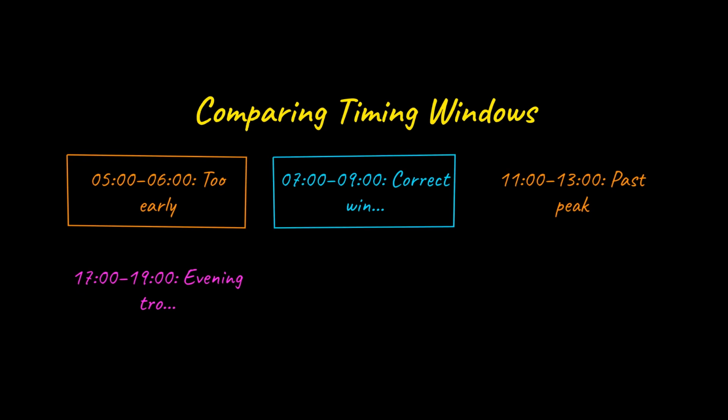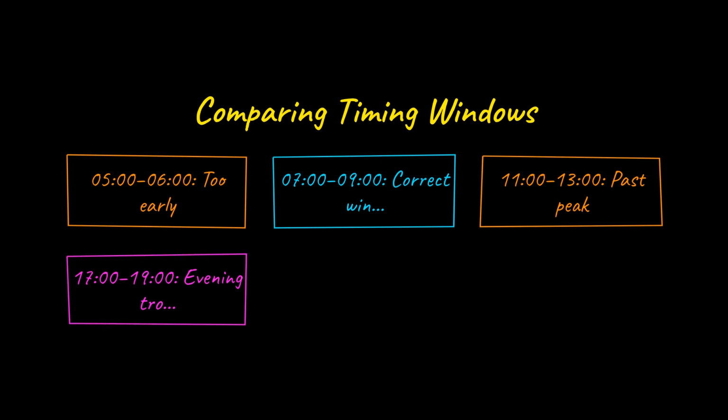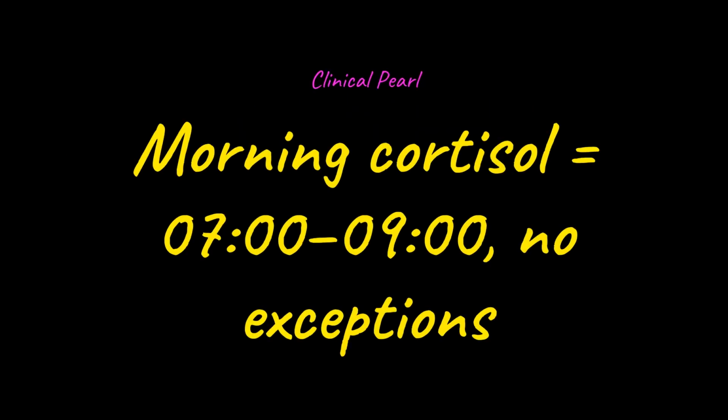The 5 to 6 window is too early for the morning surge to complete. Mid-morning to early afternoon is past the peak, and the late afternoon window reflects a separately evaluated evening trough. When ordering a routine plasma cortisol, always specify the 7 to 9 draw window. A value drawn outside it lacks a matched reference range and cannot reliably confirm or exclude adrenal insufficiency.